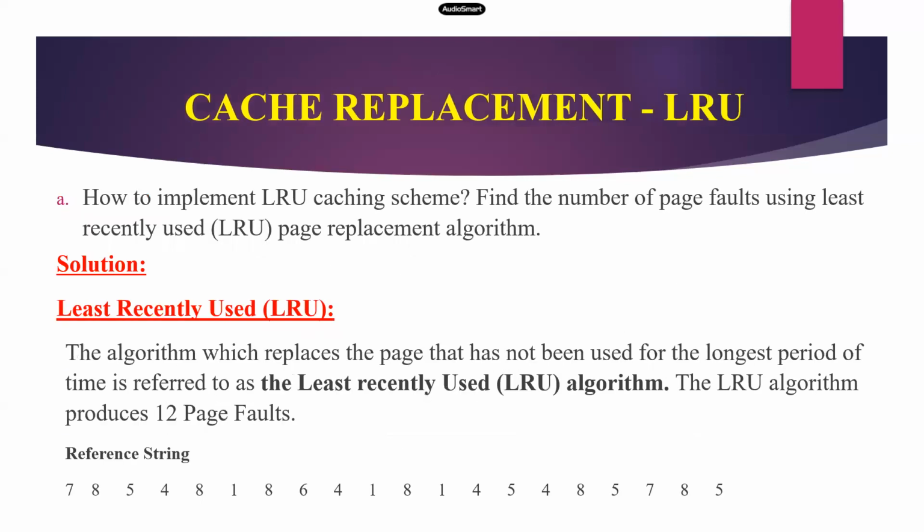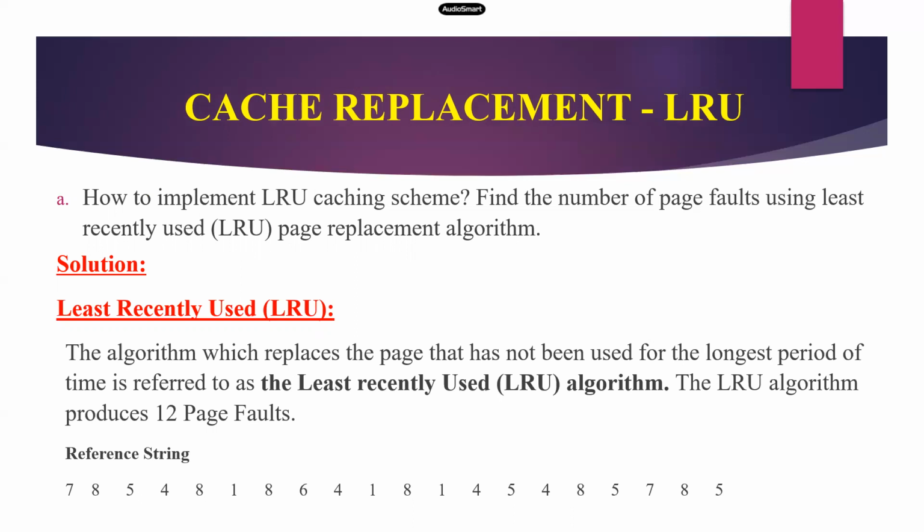So the first one, the cache replacement algorithm, that is LRU, the least recently used algorithm. What is the LRU algorithm in part? This algorithm, which replaces the page that has not been used for the longest period of time, is referred to as the least recently used algorithm. So which page is not used for the longest time? That page, whenever the page frame is full, that longest unused page will be replaced. So according to this example, the LRU algorithm produces 12 page faults.